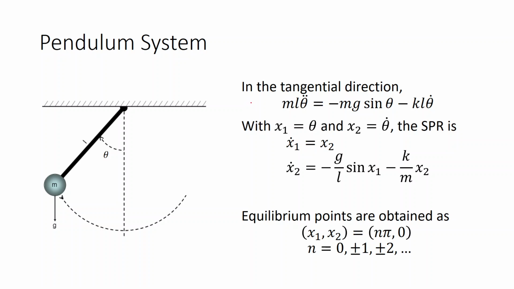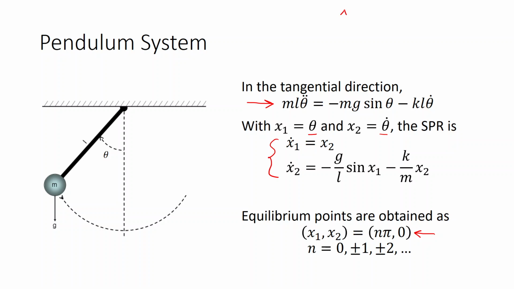So the dynamics in the tangential direction is this, and if you choose your states as the angular position and the angular velocity, then your state space representation is like this. And if you try to solve for the equilibrium points by making x1 dot equal to 0 and x2 dot equal to 0, you straight away see that x2 is 0, and then sin x1 has to be 0, and that gives you the solution of x1 as n pi. So any n, positive or negative, will give you an equilibrium point. So you see so many equilibrium points are there.